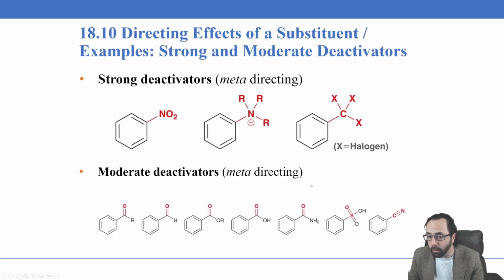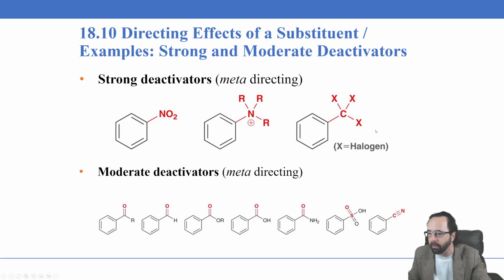For deactivating groups, the nitro group we already covered, which withdraws. This is a very strong deactivator because it withdraws electron density not only through induction by these very electronegative atoms, but also through resonance, both. If we have a protonated nitrogen here, or a nitrogen with 4 bonds, this is going to have a positive formal charge. And of course, here we have now an allylic positive formal charge. This is going to pull electron density away from the ring inductively and also by resonance.